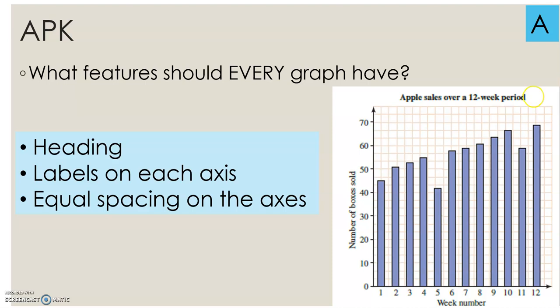Alright, so just making sure our graph always has a heading, labels on each axis. So when I look at the axis, I need to know what I'm looking at, and equal spacing on the axis. This is probably the most important, equal spacing. You do not get marks if your spacing is not even.